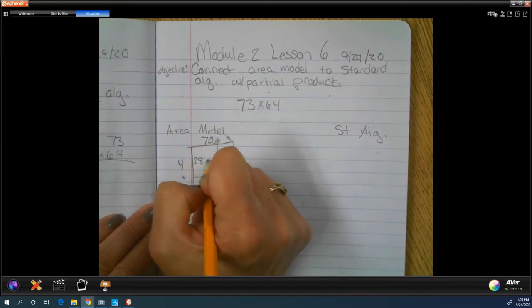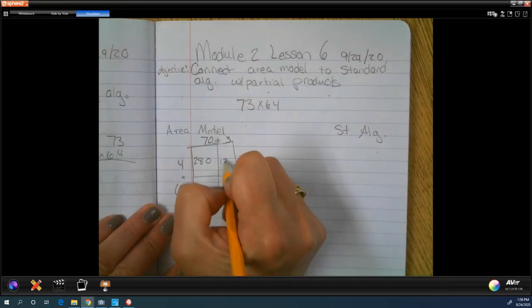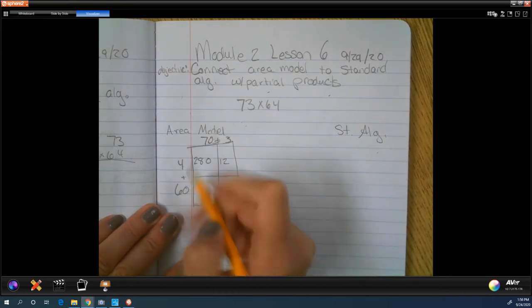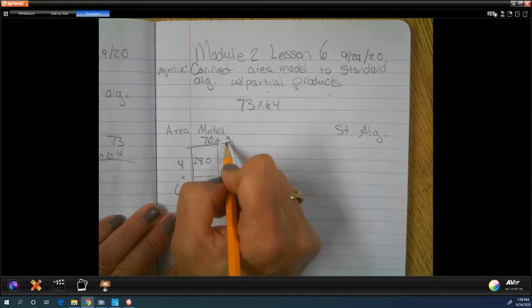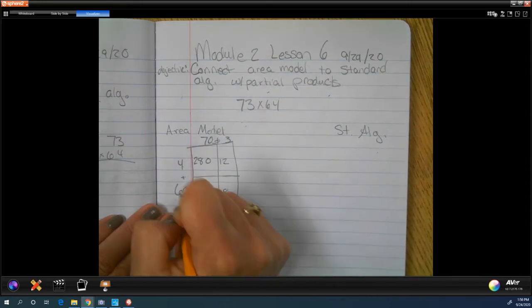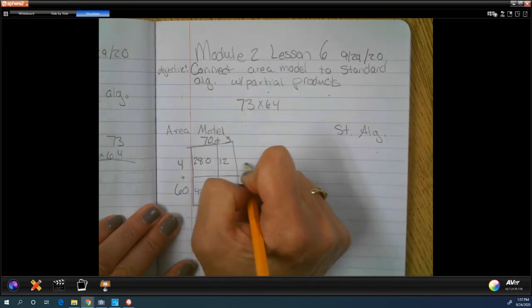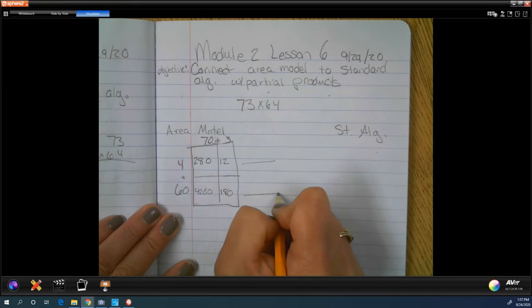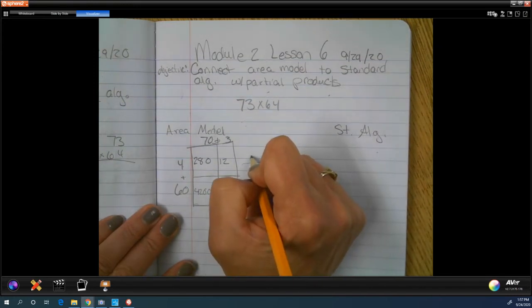28. Add on the 0, right? I'm just going box by box. 4 times 3 is 12. 7 times 6 is 42, but there's 2 zeros. And 6 times 3 is 18, but there's 1 zero. Now I need to find out the partial product that belongs here and the partial product that belongs here. 280 plus 12 is easy for me to do in my head.